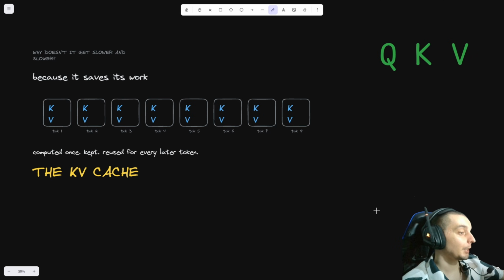Now, all this computation is not lost on every turn, and in order to generate the next token, the model doesn't have to do all that we have just discussed.